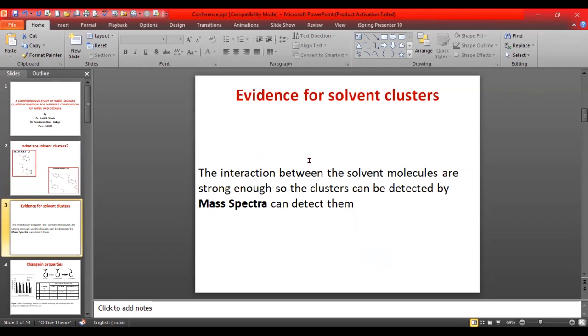Now, is there any evidence for solvent clusters? Yes, there is evidence: these solvent clusters can be separated by mass spectra and detected. So they are present. That is a very important thing.